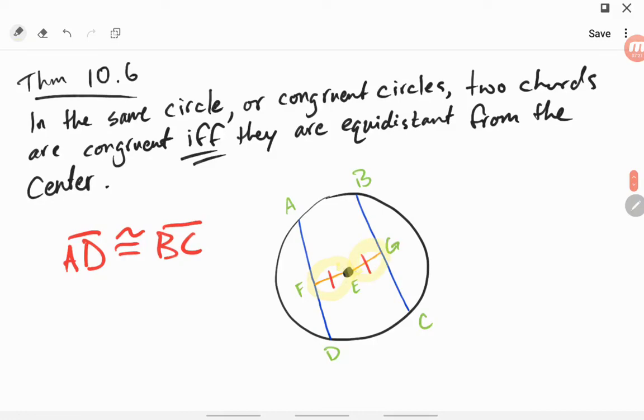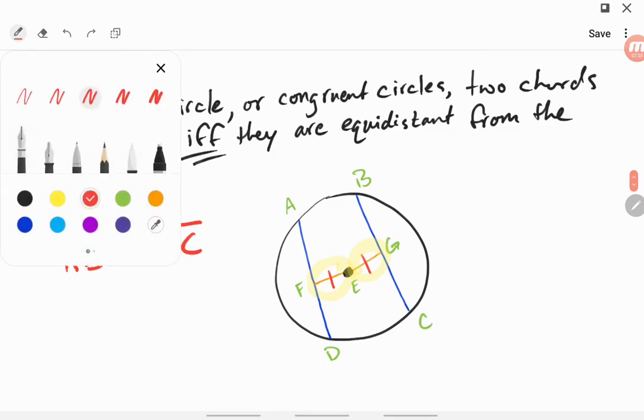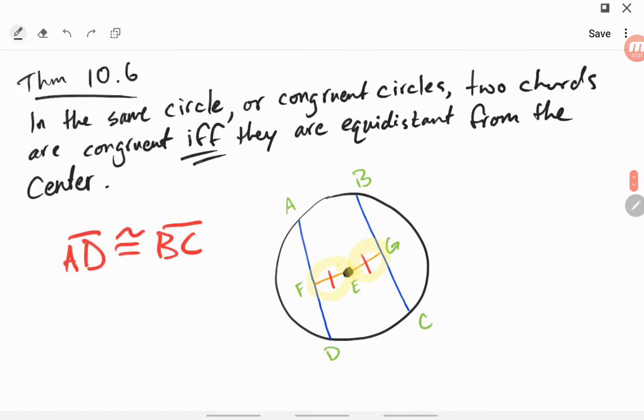We notice that FE, this line right here, I need to make sure that I am dealing with the correct pen. It's perpendicular, because I'm talking about the distance. I'm talking about the distance from the center to that chord, and the distance from the center to this chord over here. If those are perpendicular and congruent, the distance FE is equal to the distance EG, then I know that chord AD is congruent to chord BC.